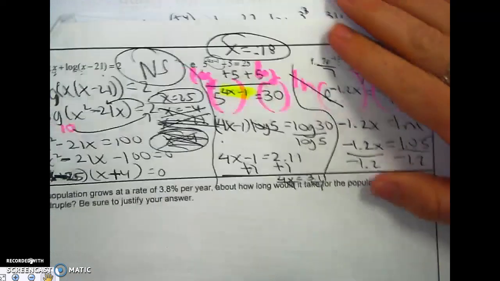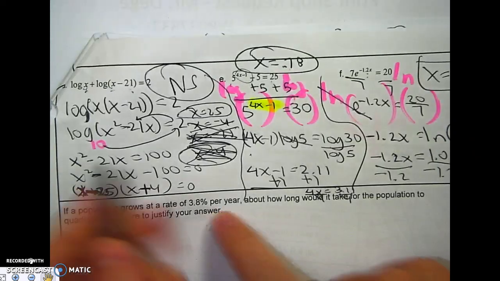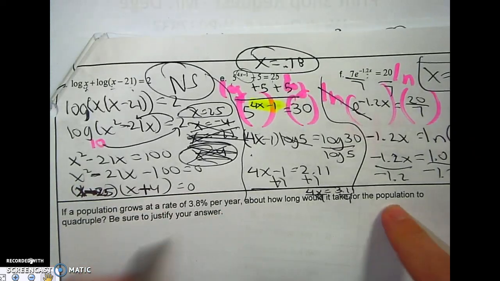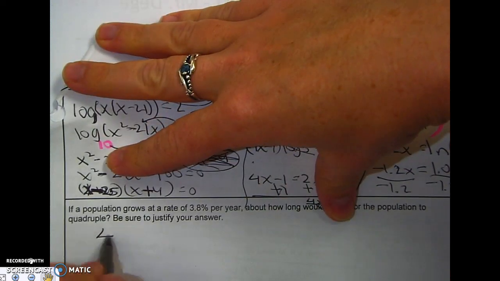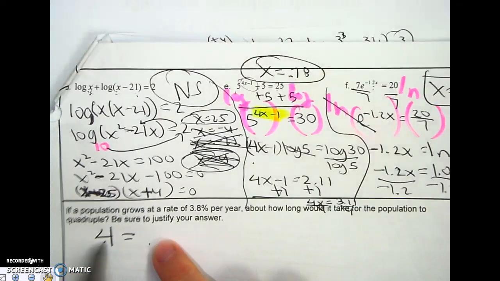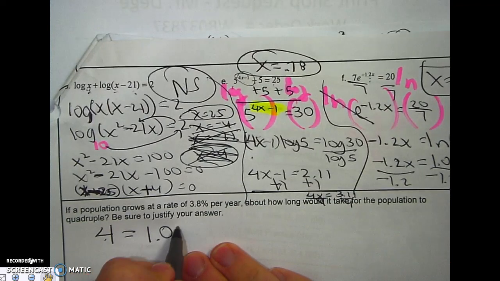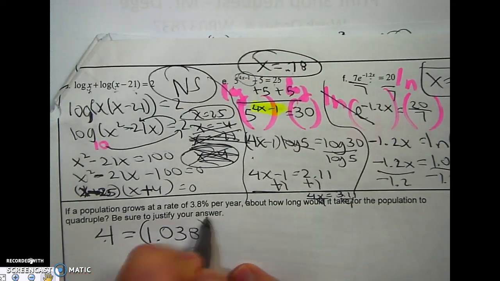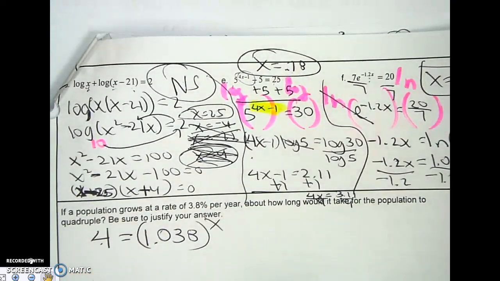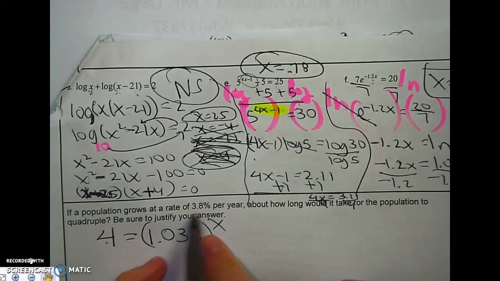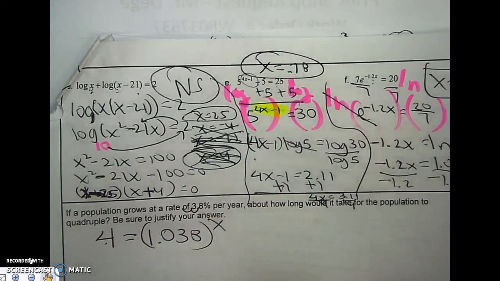Okay. If a population grows at a rate of 3.8%, how long would it take for it to quadruple? So that means that whatever the value is, it's going to be 4 times that. And if I move the decimal 2 times to the left, that's 0.038.